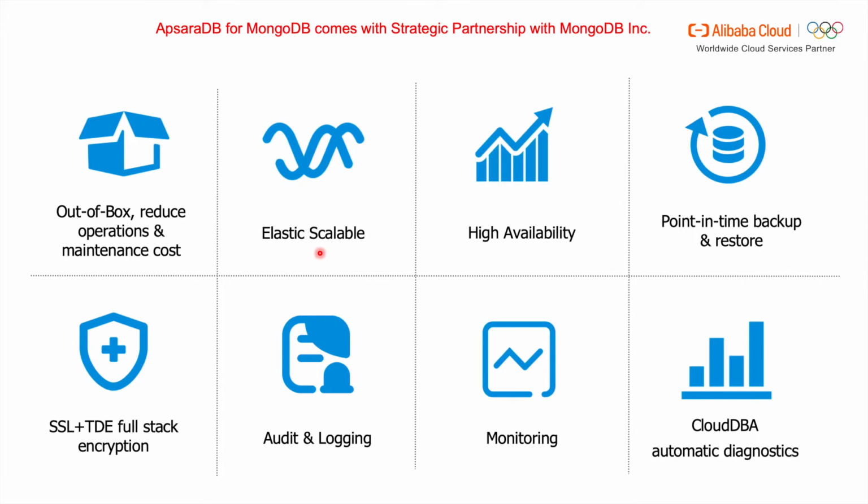Then high availability. In MongoDB, we have different kinds of editions. One comes with the replica set and one comes with the shard. In each of these methods, there is a secondary node which acts as a kind of standby node.